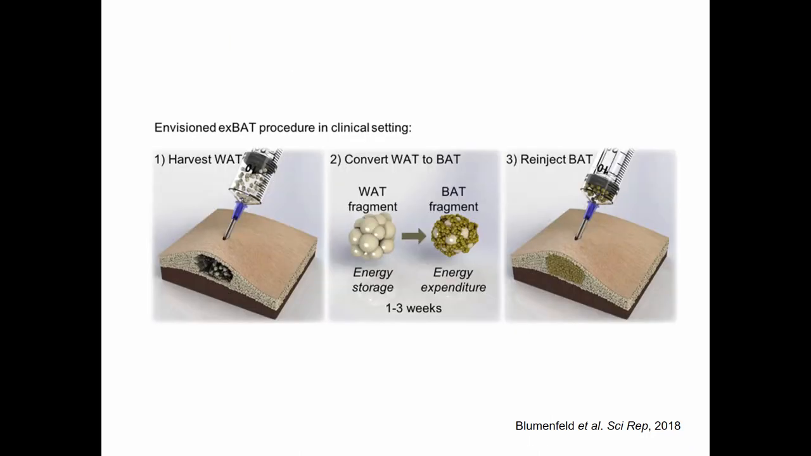And the people who wrote the paper had this figure. This is what they're aiming towards, where you take a person and you harvest white adipose tissue, WAT, white fat, and you convert it to brown fat, and then you inject it back in subcutaneously, and then they're in a condition where if they eat, their fuel is dissipated into heat and not simply stored. So these experiments are pointing towards this kind of therapy. Yes?